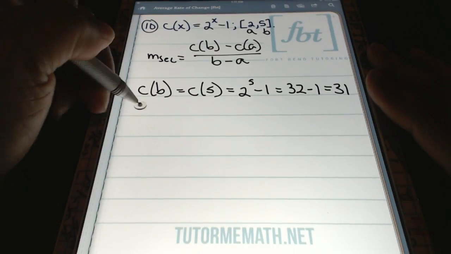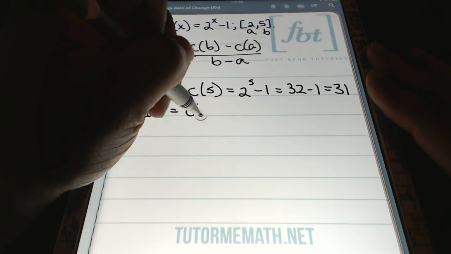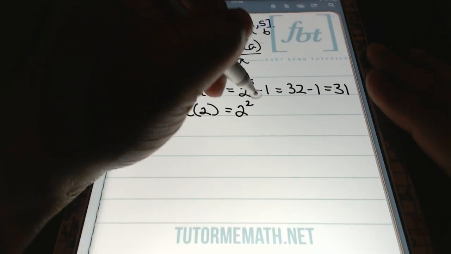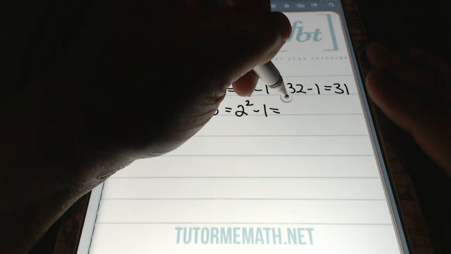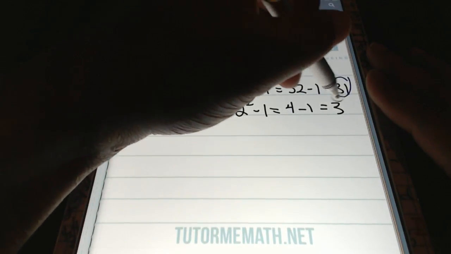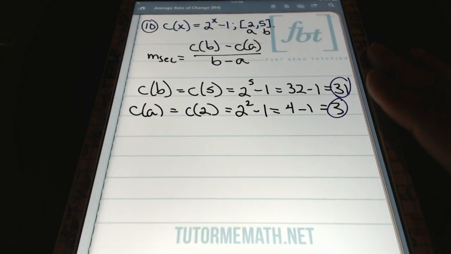What's going on? Then we have C of A. We'll be plugging in 2 for our X value in C. We'll have 2 to the 2nd power minus 1. This gives you 4 minus 1, which is 3. So as far as our intermediate values here, we have 31 for C of B, and we have 3 for C of A.